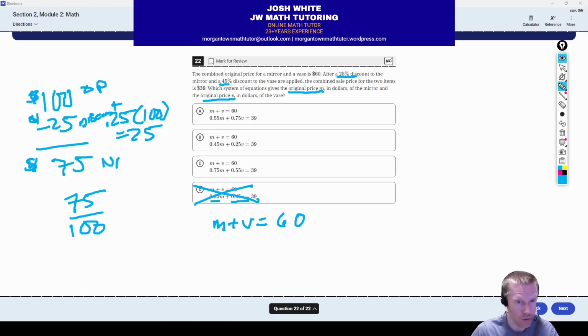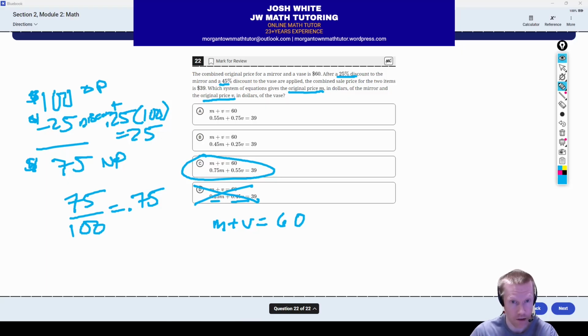So notice now with a 25% discount, the new price is now 75% of the original. Because if I take the new price here and divide it by the original price, 75 over 100, it comes out to 0.75. So the correct answer for this one is going to be letter C. And the same thing is going to be true with the vase. A 45% discount means that the new price is 55% of the original price.